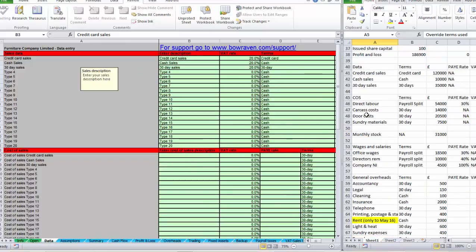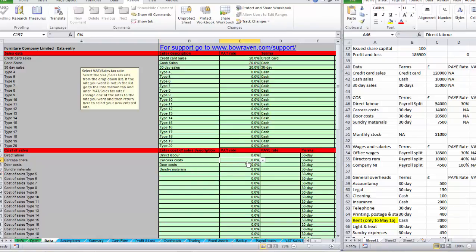So moving down to our cost of sales over here. We have some direct labour. We have carcass costs. We have door costs, and then sundry materials. Now, the very first one has no VAT, and on these last three there is 20% VAT. Like I say, you can either use the drop down or type in the amount.